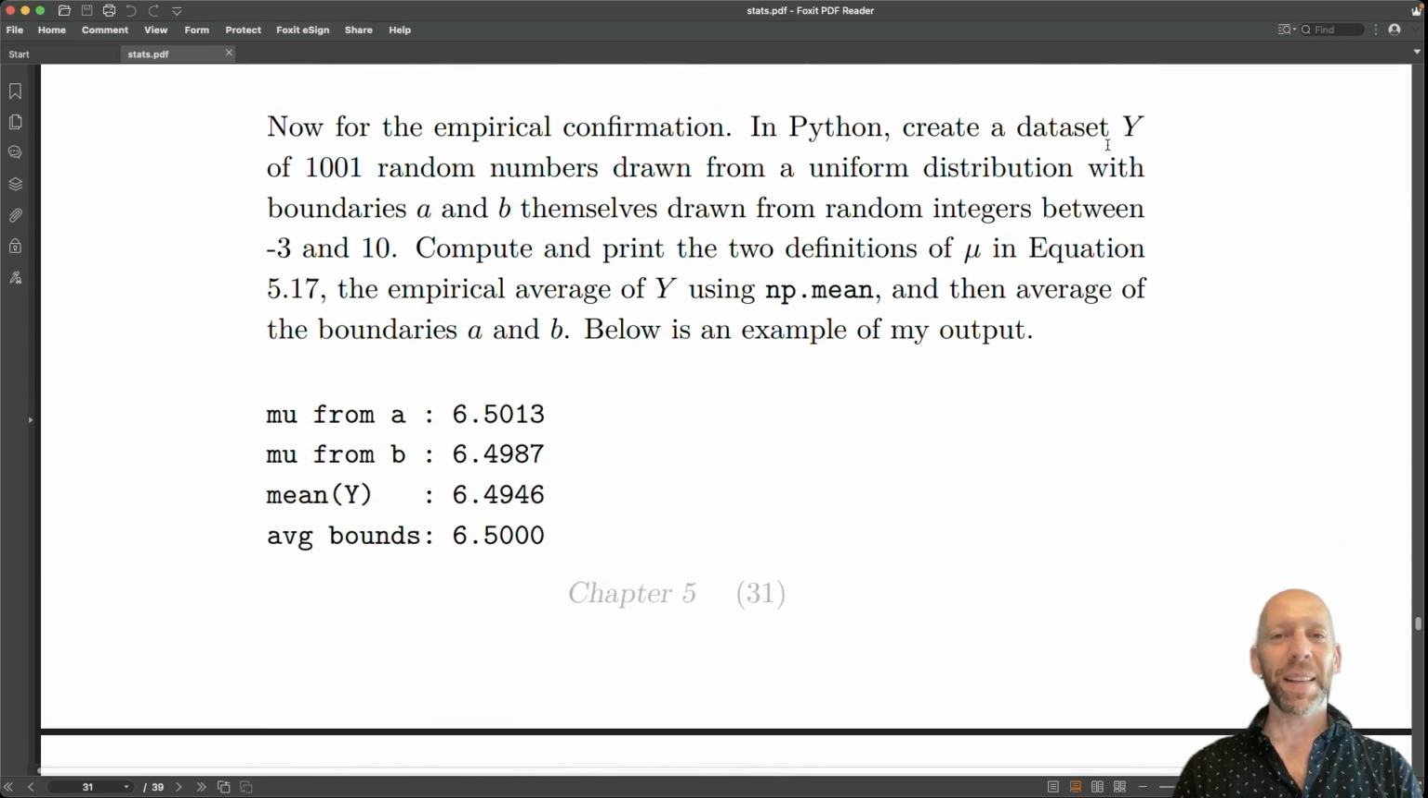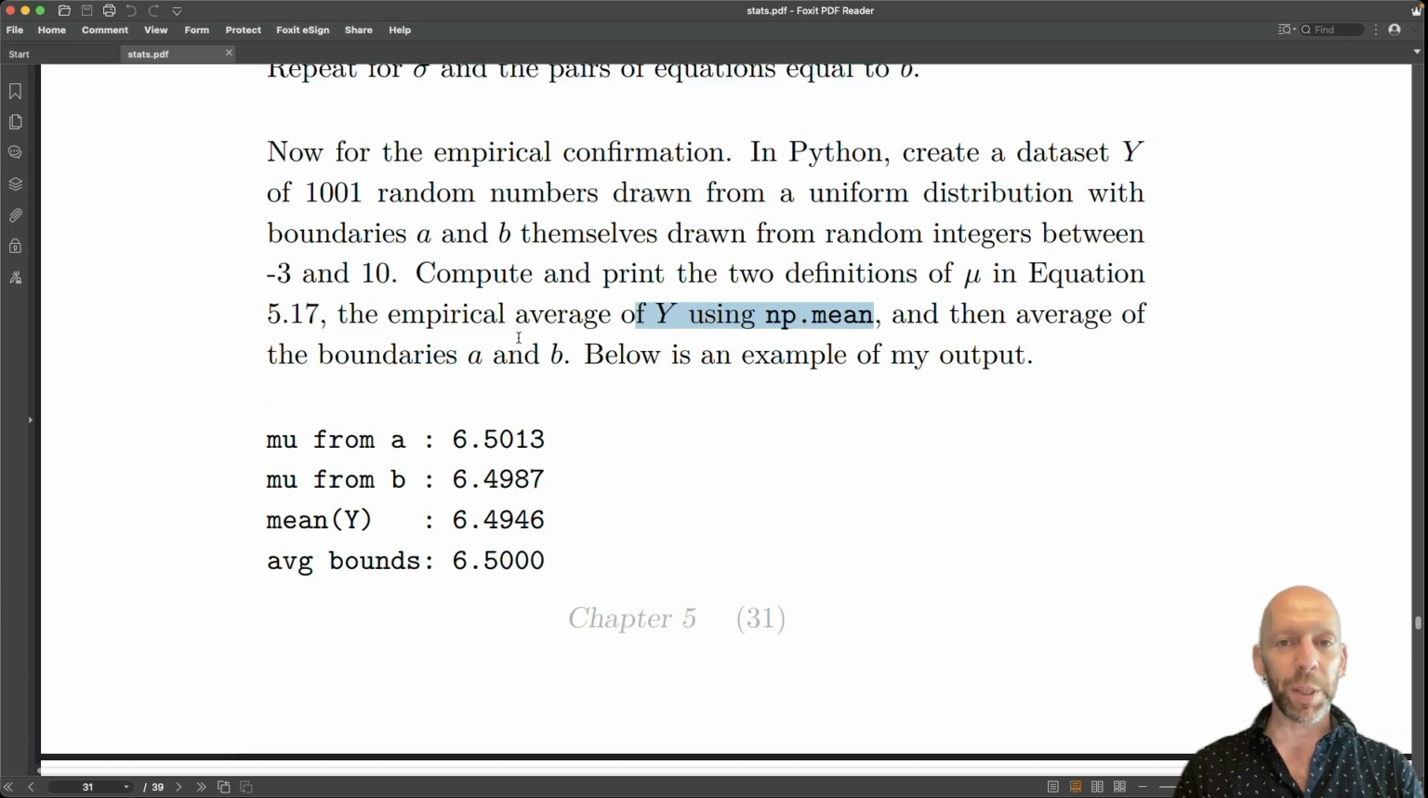So in Python, create a data set of 1001 random numbers drawn from a uniform distribution with boundaries A and B drawn from random integers between -3 and +10. So you can reuse some code that we used in a previous exercise. Basically so that every time you rerun the code, the boundaries A and B are going to be slightly different. Okay, and then you want to compute the two definitions of mu and the empirical average of the data set using numpy.mean, and then the theoretical average of the distribution, which is the mean of the boundaries.